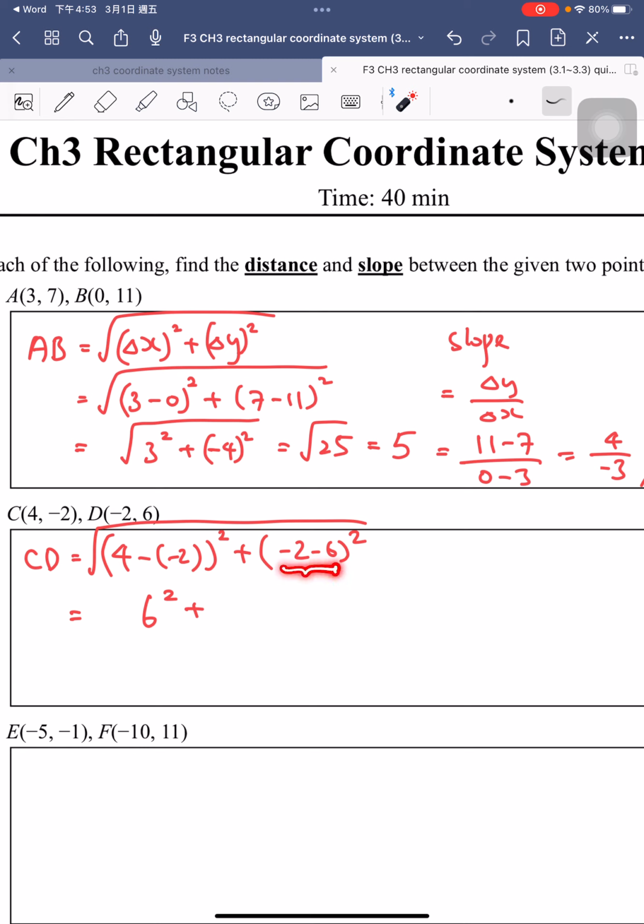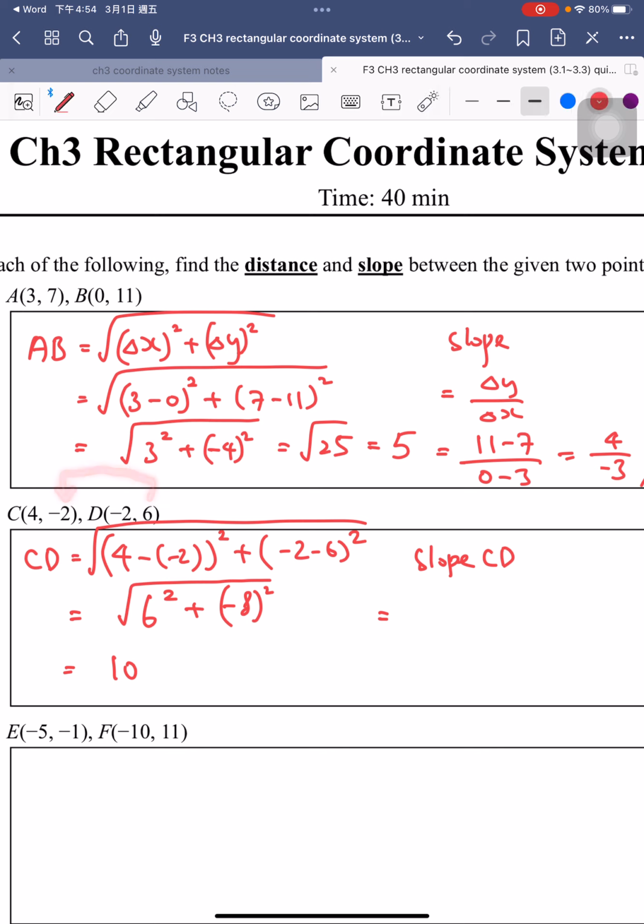If you're not sure, just use a calculator to confirm. Negative 2 minus 6 gives you negative 8, so that's going to be negative 8 squared. And don't forget to take the square root at the front. Use your calculator, and you can get this is going to be equal to 10. And the slope of CD is equal to the change of y divided by the change of x. So the change of y is going to be 6 minus negative 2.